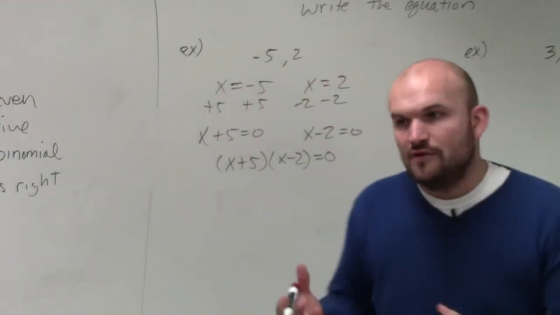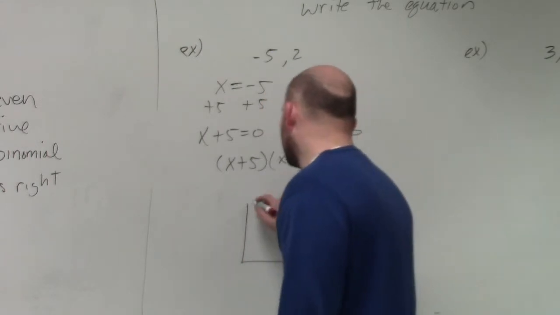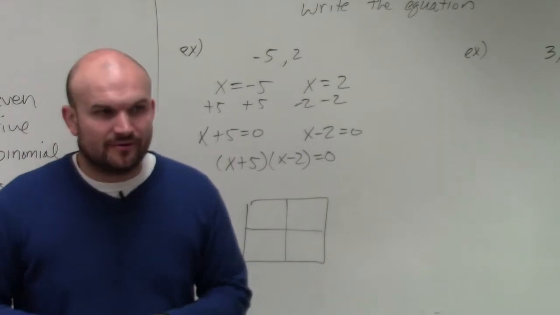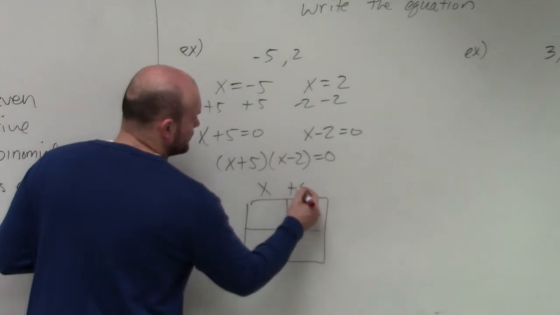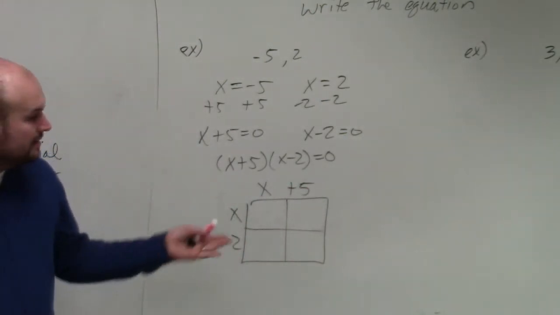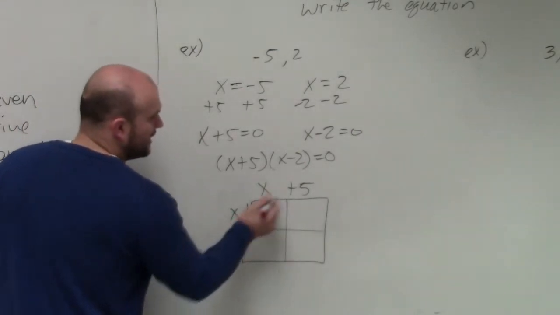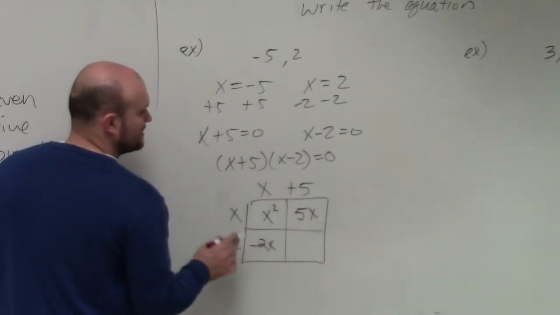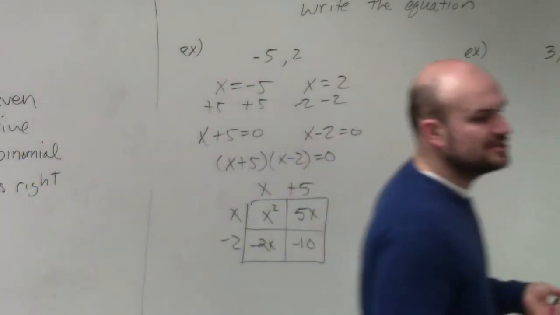Now, to solve from here, you could use FOIL. I'm going to show you the box method, because I really like using it since it organizes all of the information. You take one binomial over here and the other binomial over here. Now we simply multiply to find the areas of the box. X times x is x squared. X times 5 is 5x. X times -2 is -2x. And -2 times 5 is -10.